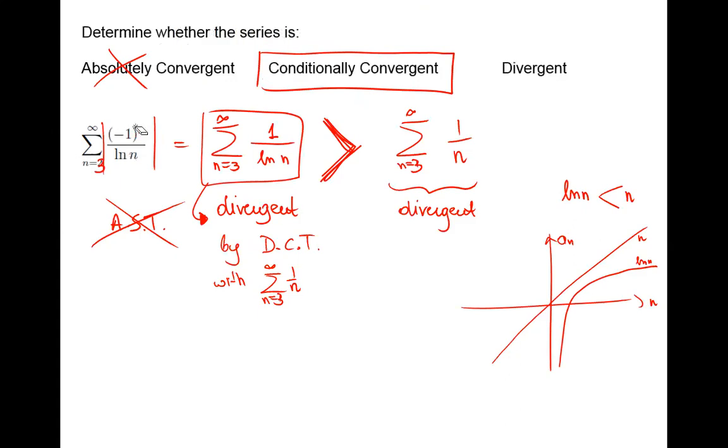Probably that's the condition, -1 to the n. The alternating part is giving me this condition that actually I'm getting convergence. That means not absolutely, but convergent. Our terminology is conditionally convergent. Also a good example, really good.